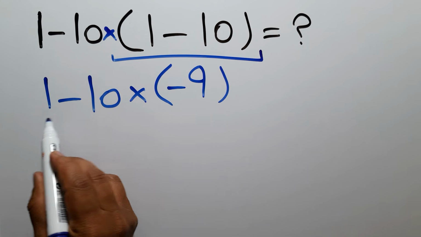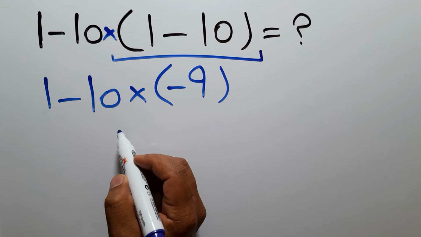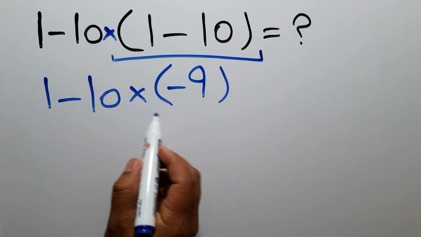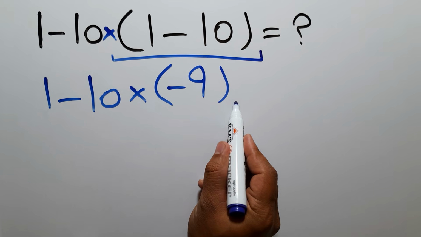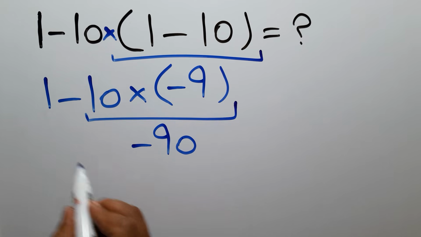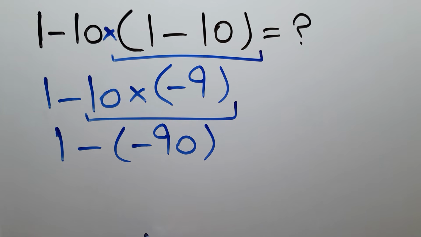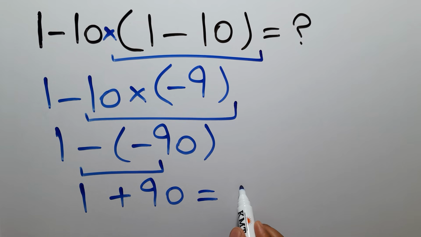Okay? So in this expression, we have 1 subtraction and 1 multiplication. First, we have to do this multiplication. 10 times negative 9 gives us negative 90. So we have 1 minus negative 90. Negative times negative gives us positive. So we have 1 plus 90, which equals 91. And this is our final answer to this problem.